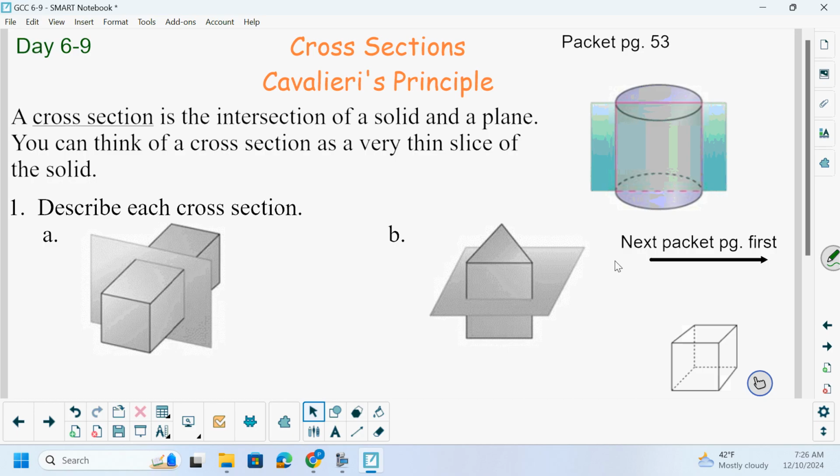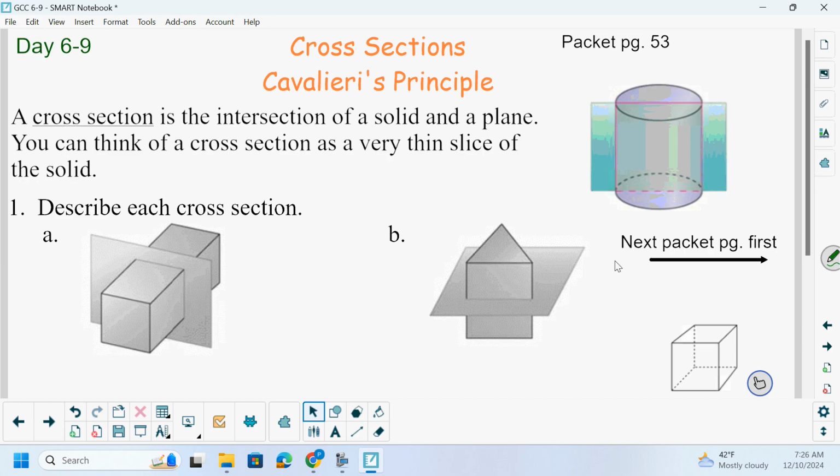Okay, we're going to look at two things today. We're going to look at, actually three things. We're going to look at cross sections. We're going to look at three-dimensional shapes that are formed when you spin a two-dimensional shape around some line. And then we're going to look at unit conversions. So we're going to start out on page 53. And the first thing we're going to talk about is a cross section.